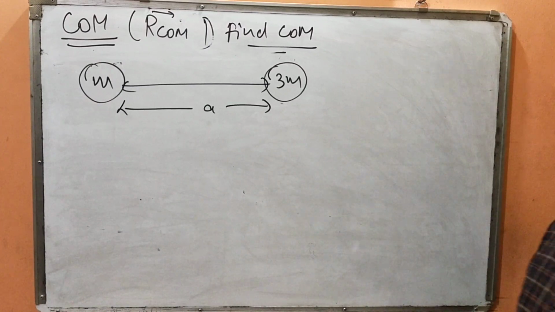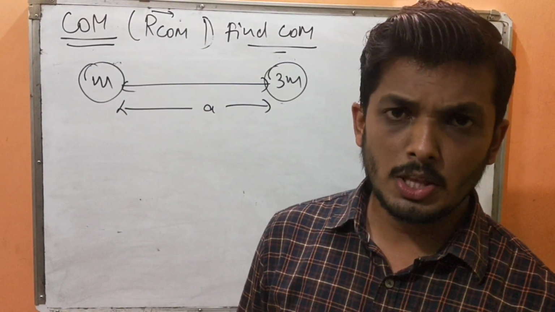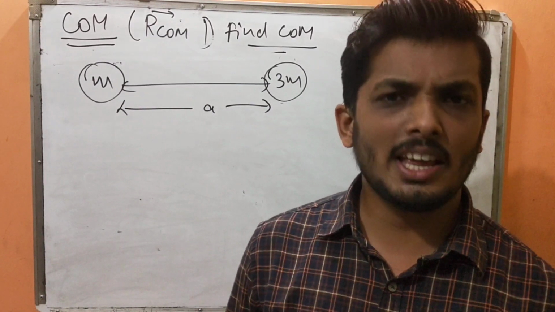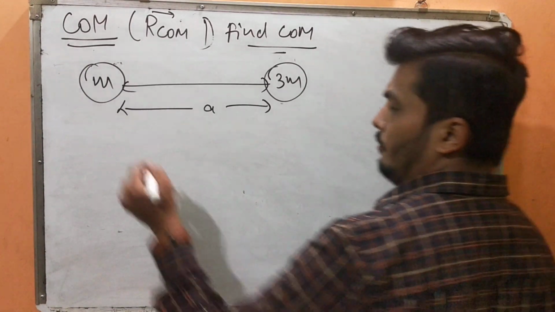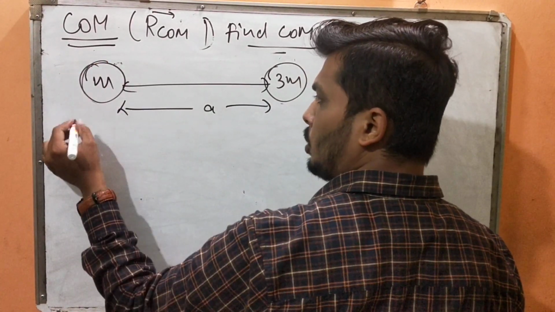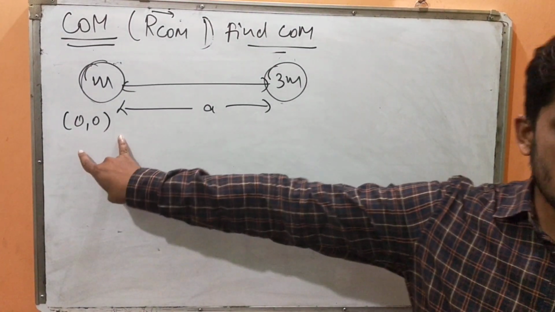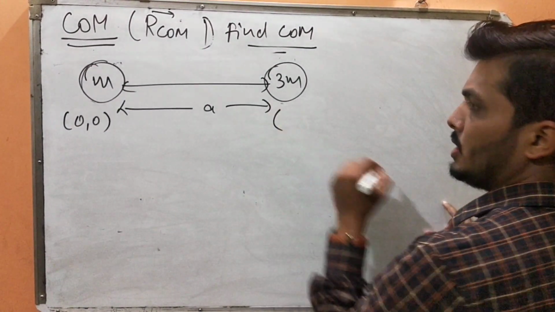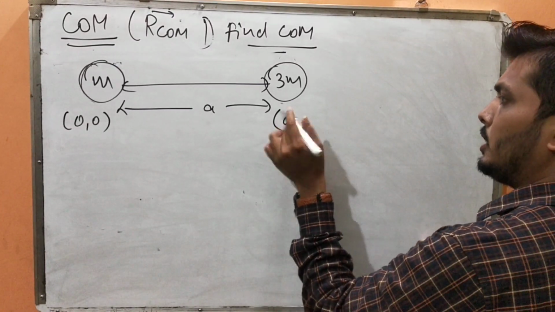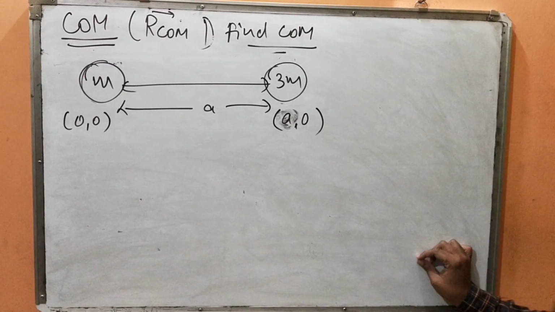How will you find it? As I told you, a very important thing is that it is always convenient to use an origin. You can take any origin you want. For my instance, I will consider this as my origin, the 0, 0 coordinates. What will be the coordinates of this one? a and 0.